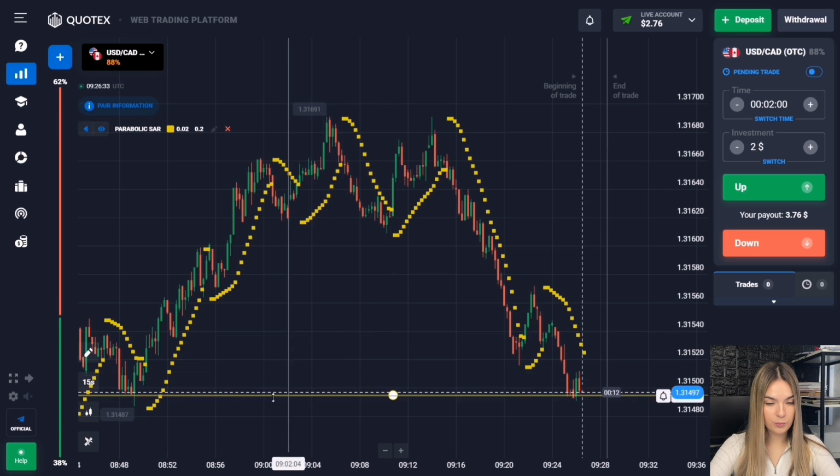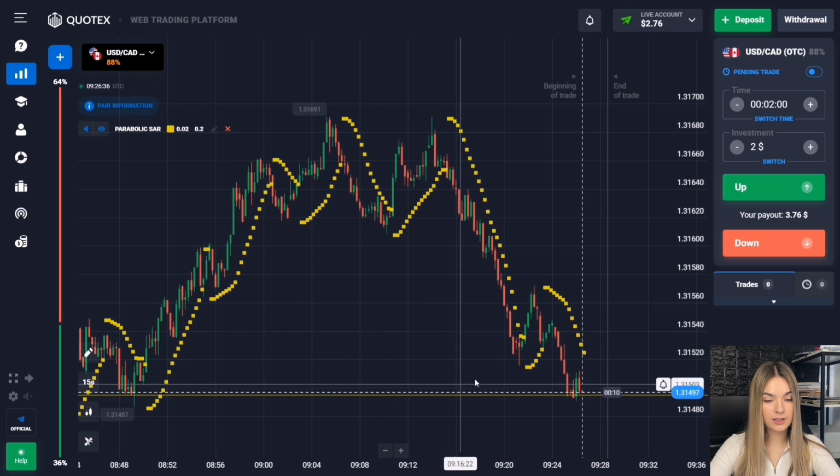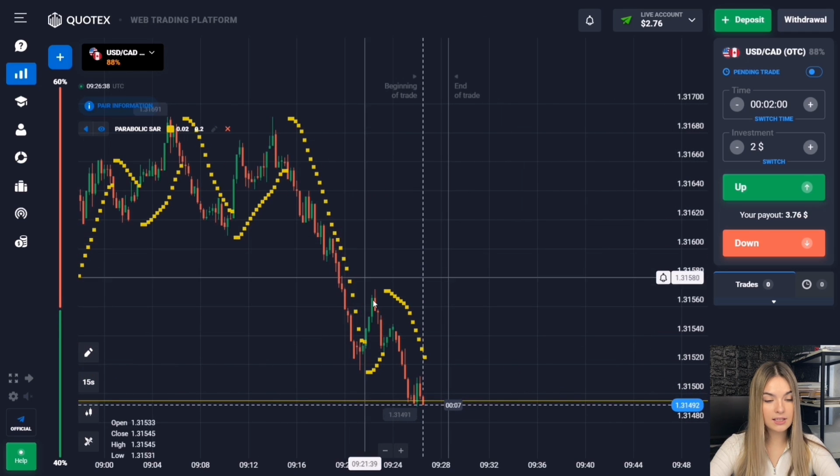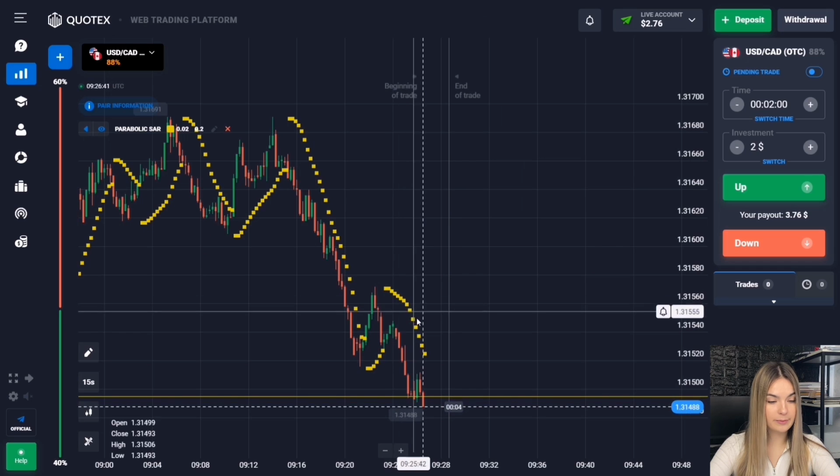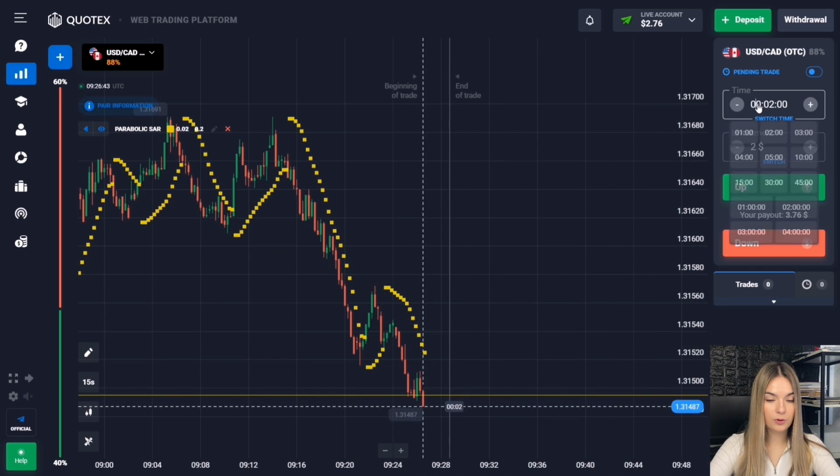Here we see the level of support. We also see that there has been a good confident downward movement here recently. The indicator also tells us that the downward movement is expected. We are opening a deal here for 1 minute to decrease.